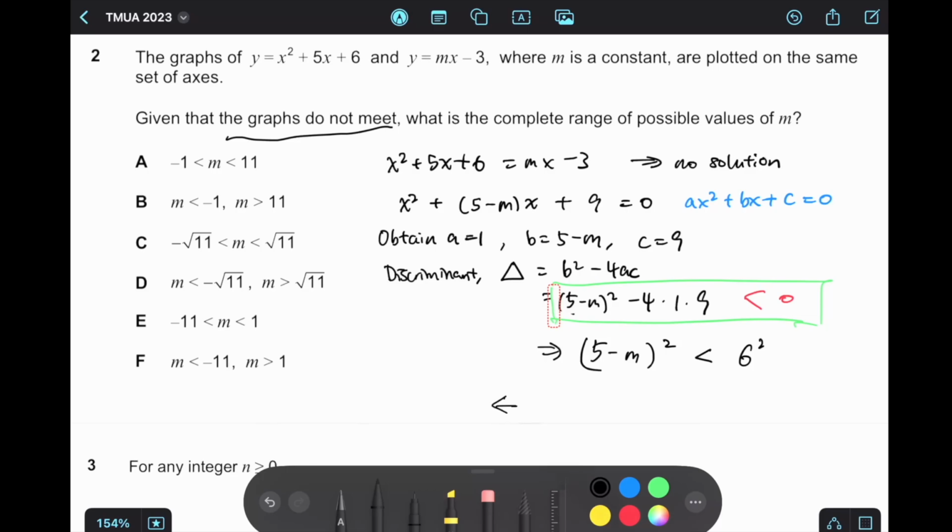So that means if we consider 5 in the middle, you can at most extend this by 6 to the right or 6 to the left. So that means the possible values of m are from negative 1 to 11, excluding both ends. So the answer must be A.